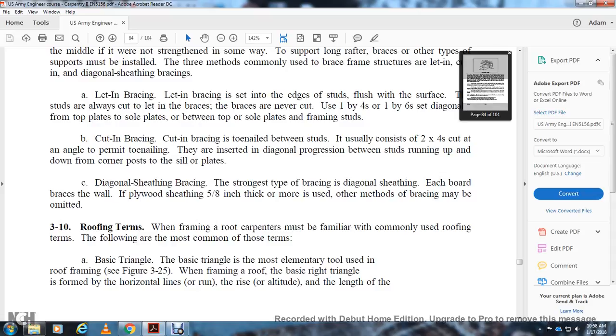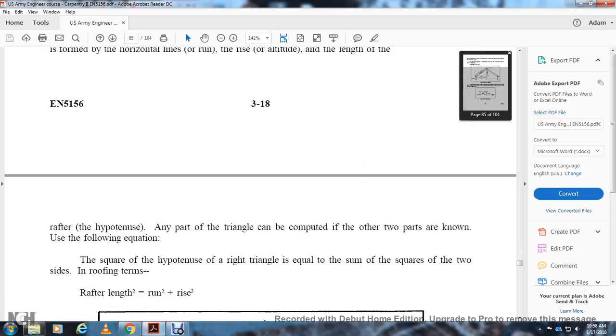3-10, roof terms. In framing a roof, carpenters must be familiar with the commonly used roofing terms. The following are the most common. Basic triangle: the basic triangle is the most elementary tool used in roof framing. Figure 325 shows the basic roof triangle used in framing a roof. It is formed by the horizontal line of the run, the rise, which is the altitude, and the length of the rafter, which is the hypotenuse. Any part of the triangle can be computed from the other two parts.